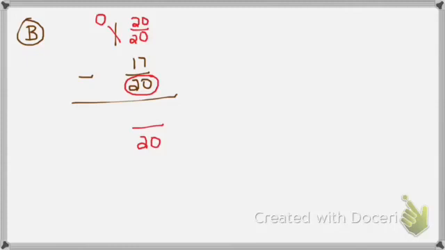I can always count up, right? Take my hand to my arm and say 17. And now start with my fingers, 18, 19, and 20. And that's going to give me 3. This will be my final answer.